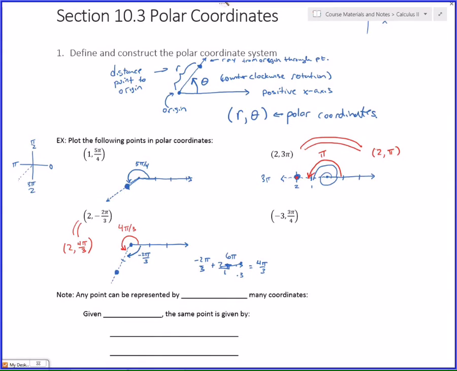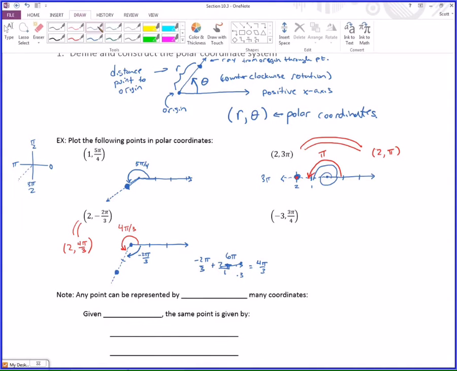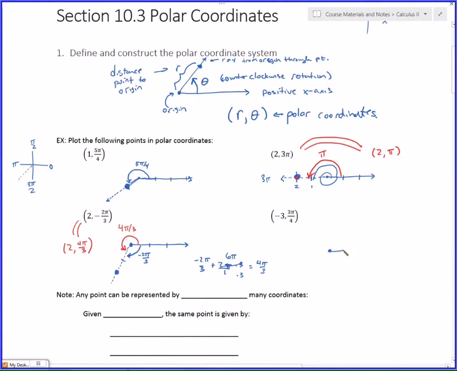Okay, last one. Positive x-axis, 3 pi over 4. And in my mind, I always remember these things. I remember that pi over 4 is the 45 degree angle. So I've had 3 of those. I'm going to do a 45, another 45, and then another 45. Right? So that's how I know that I end up here.